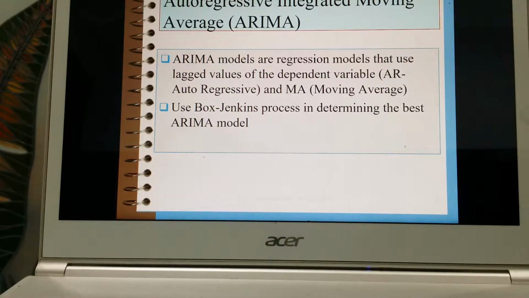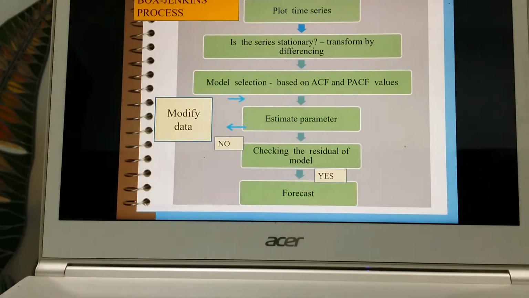The third model to be considered is the auto-regressive integrated moving average, better known as Arima. Arima models are regression models that use lag values of the dependent variable, auto-regressive and also moving average. And in order to determine the best Arima models, the Box-Jenkins process is being adopted. Basically, this is the Box-Jenkins process.